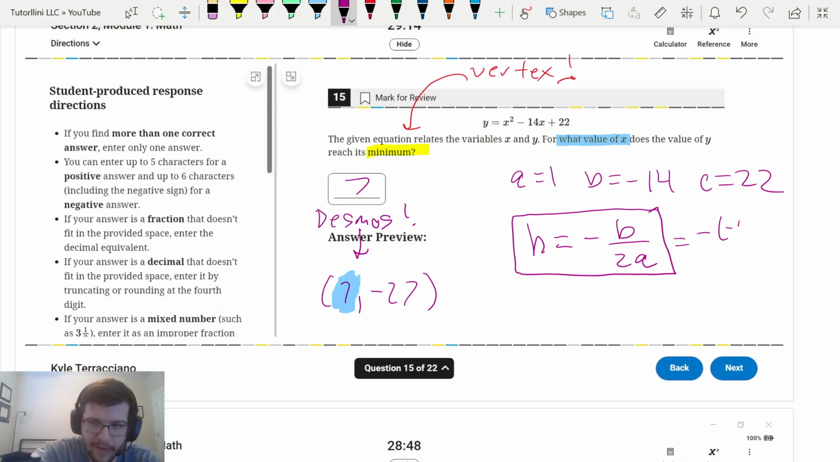So negative 14 over 2 times 1. So I get positive 14 over 2, which is 7. So you see we get the same answer. And if you wanted to find k, you could plug in the x coordinate.